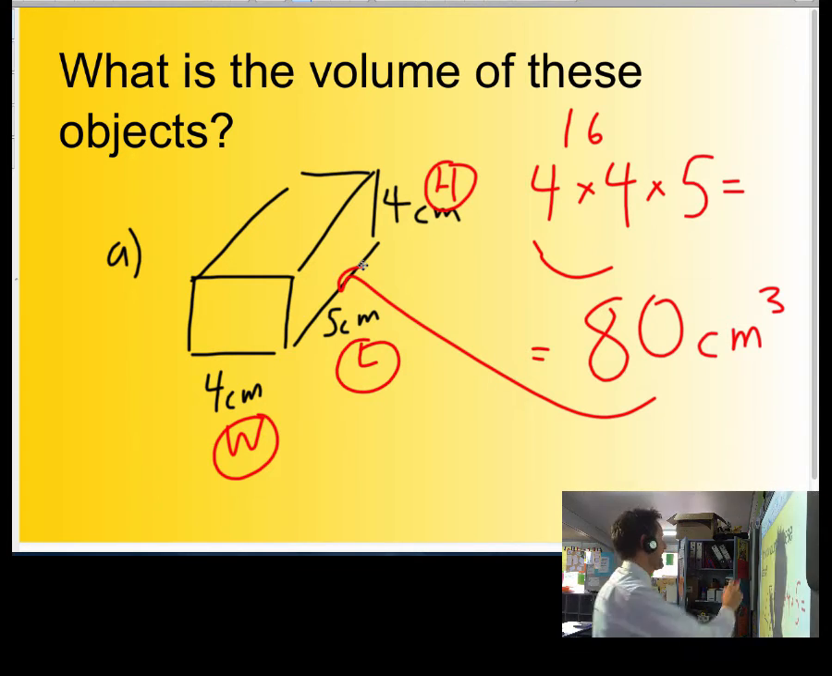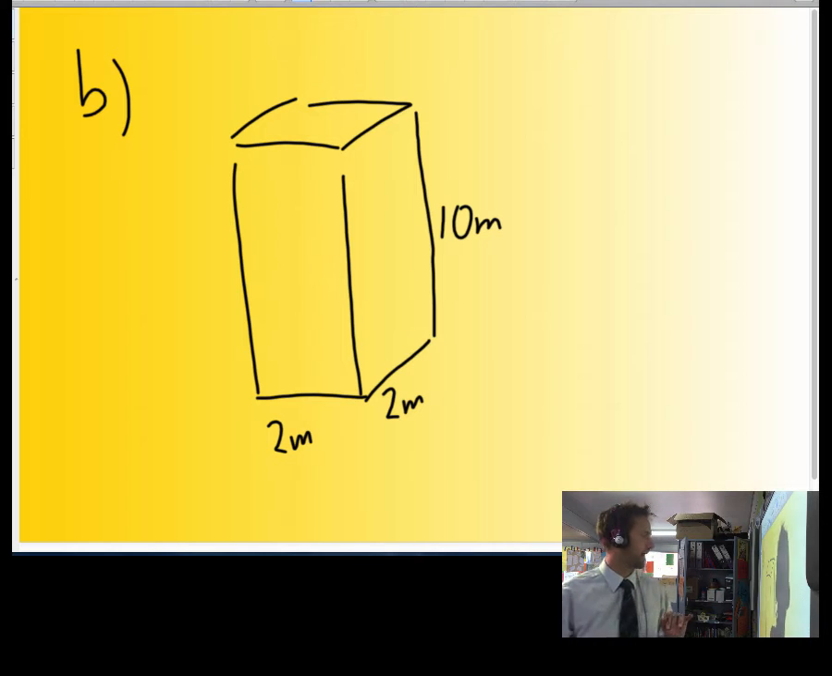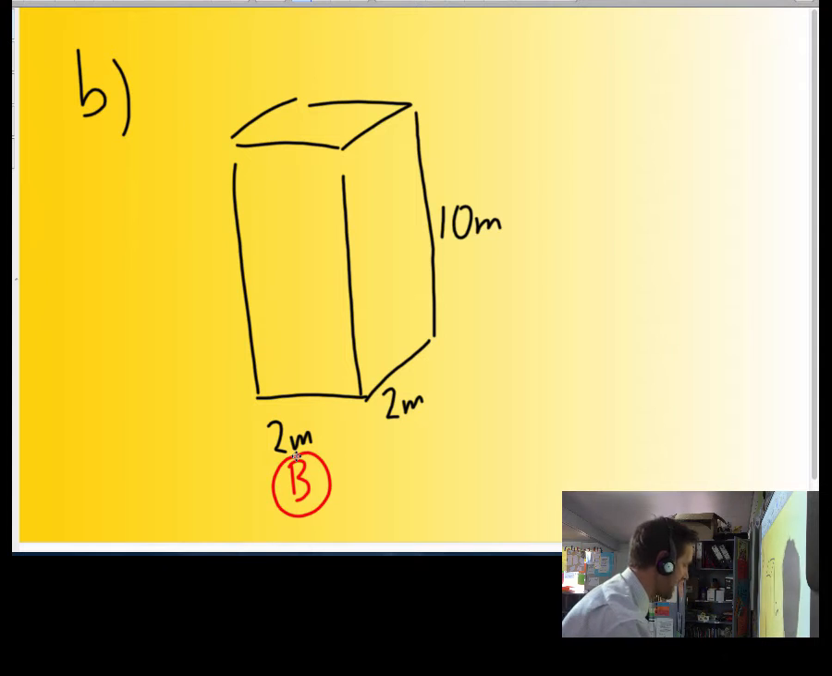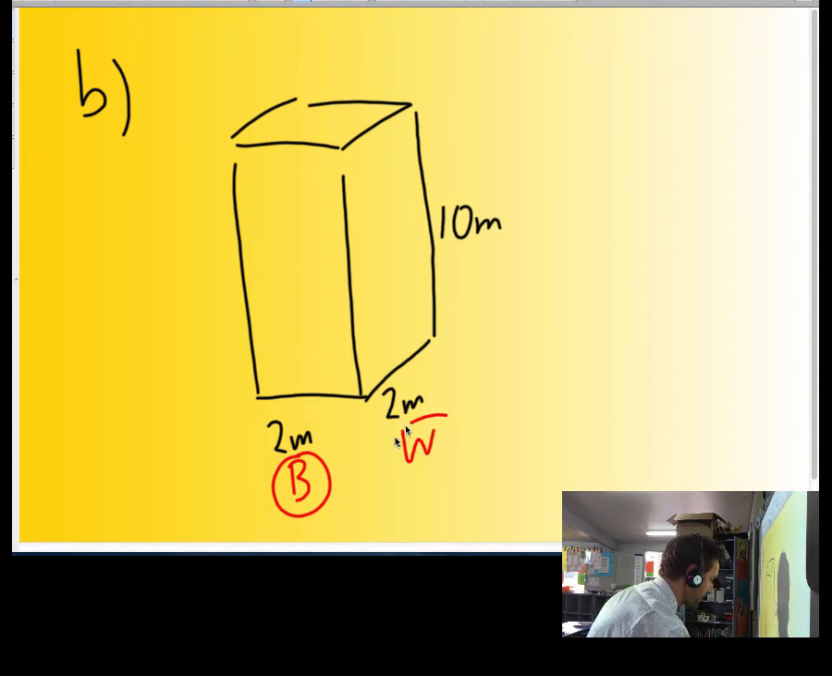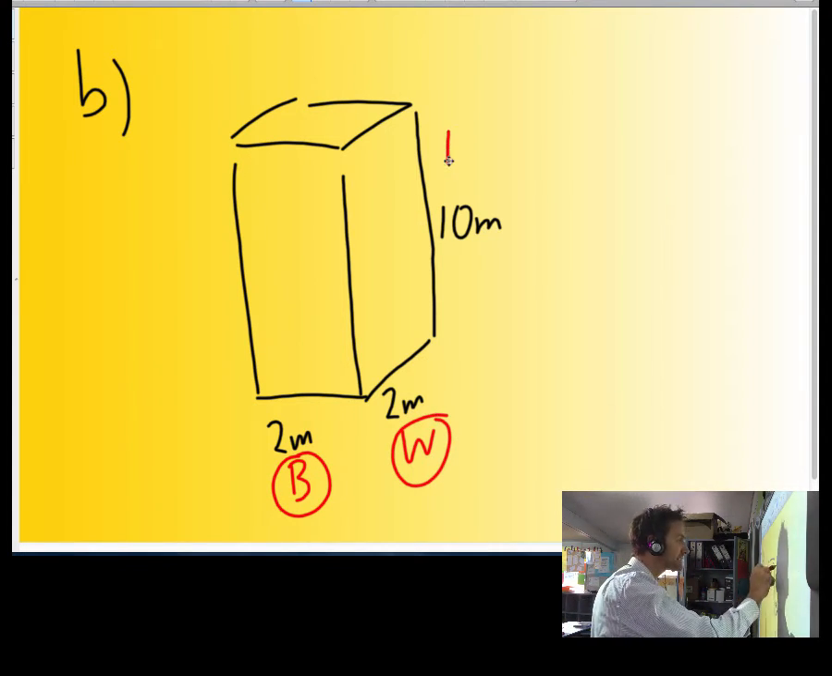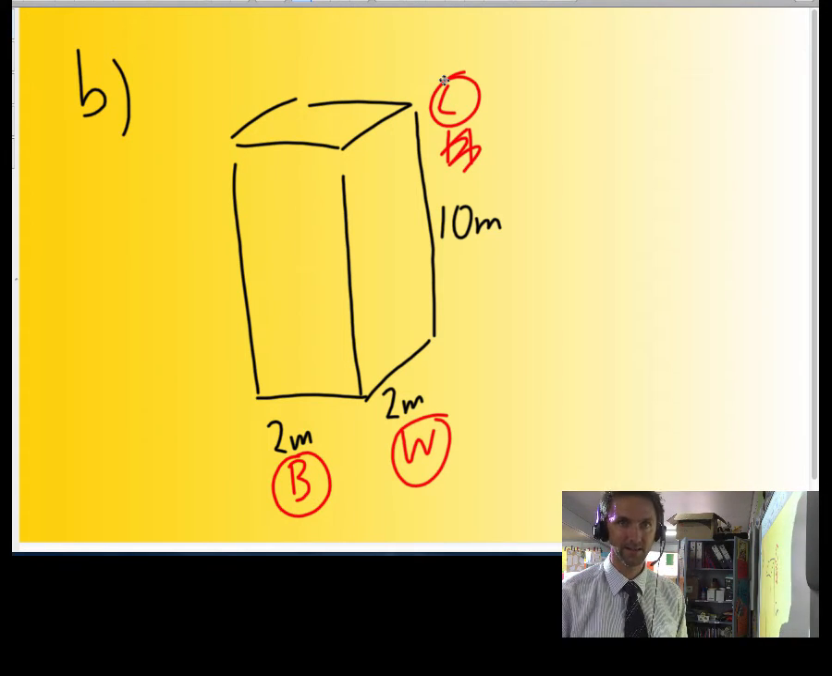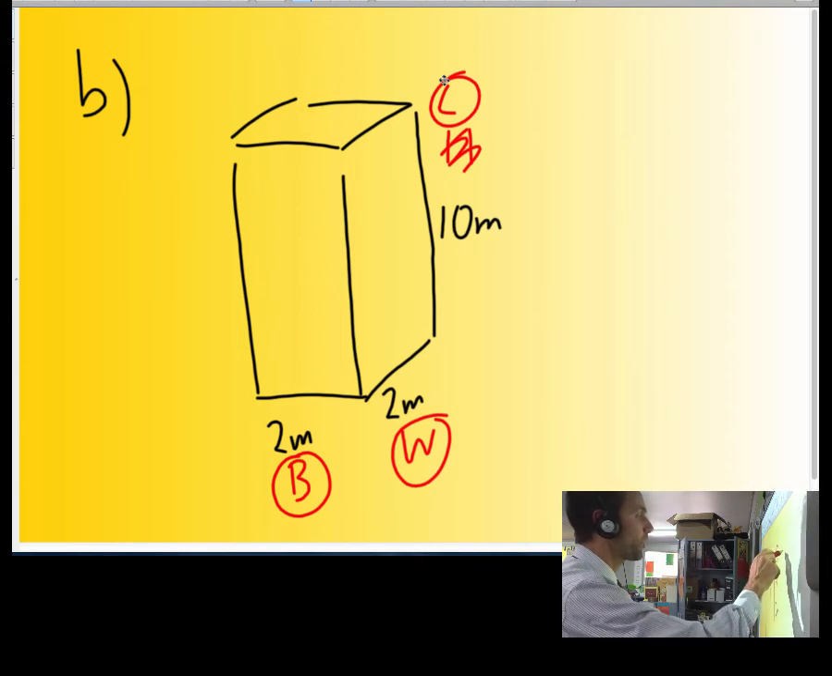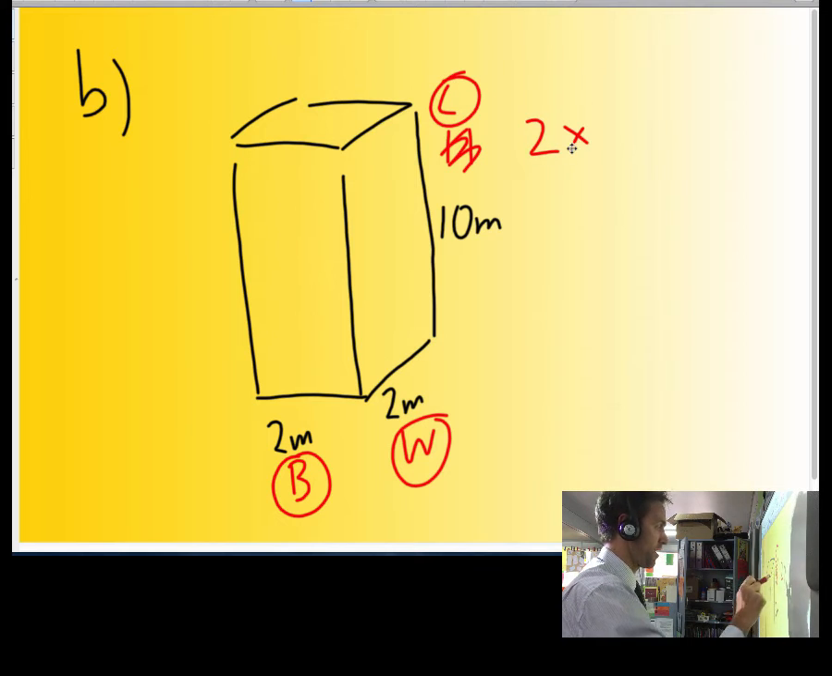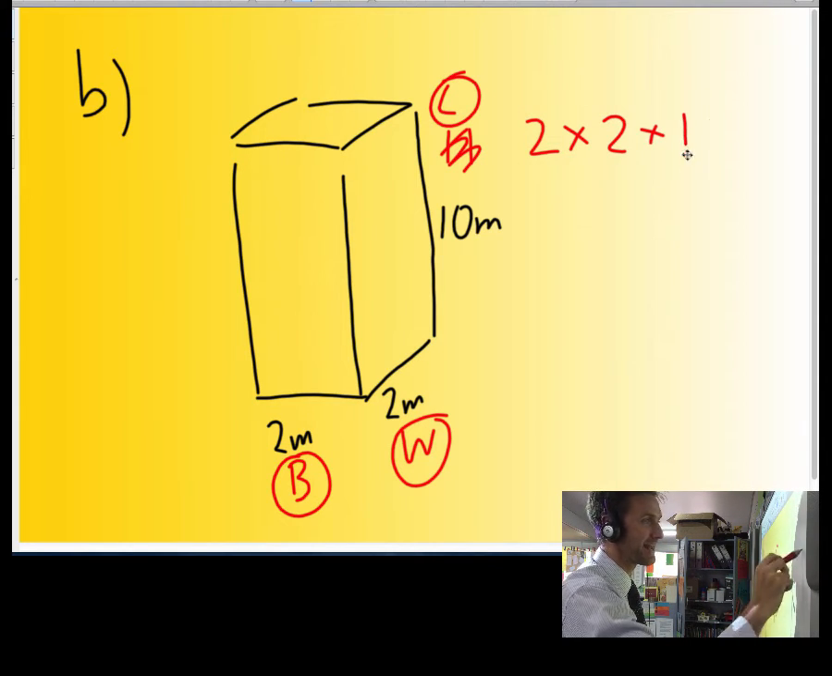Let's try one together. All right, 2 meters in breadth. It is 2 meters wide. It is 10 meters in length. Okay? What are you going to do? What's the sum? Have a think about it. It is, of course, 2 times 2 times 10. And, of course, it's all meters. We'll sort that out at the end.